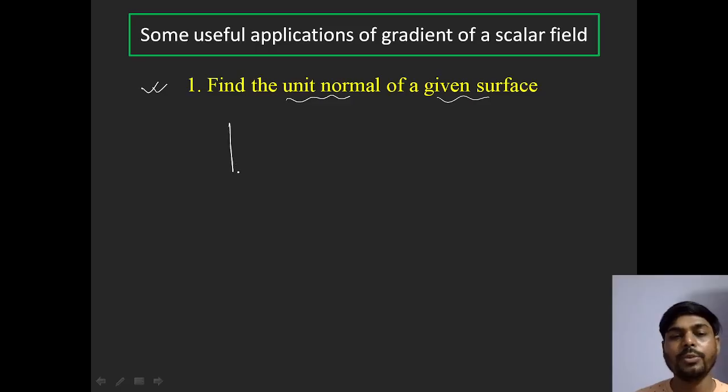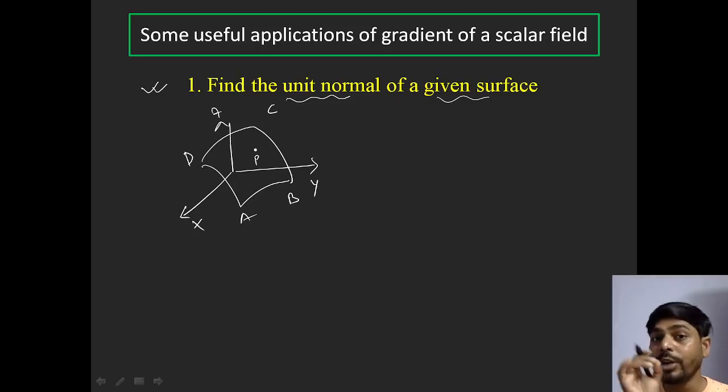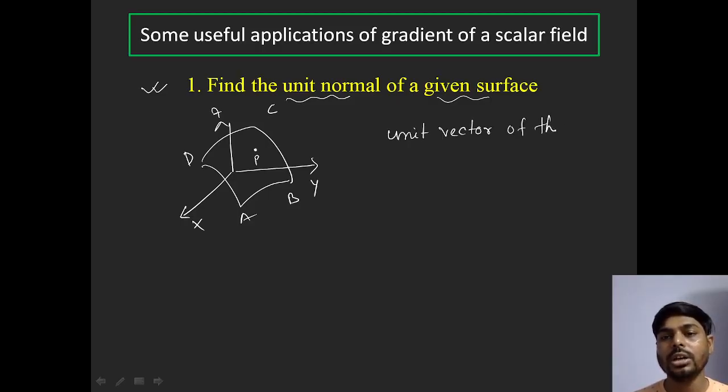If you take a Cartesian coordinate system, that is x, y and z, and let's say there is a curved surface like this one, a, b, c, d. It is asked, at the point P, to find the unit normal. That means it asks to find the unit vector of the normal. Let's say this is the normal direction, that means this is the perpendicular at the point P over this surface, and you have to find the unit vector along this direction, basically n cap.